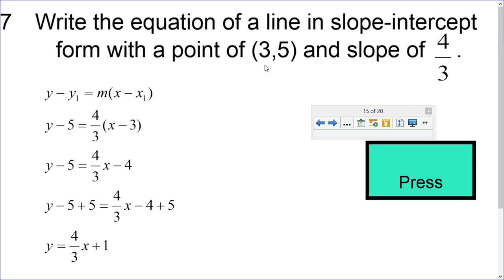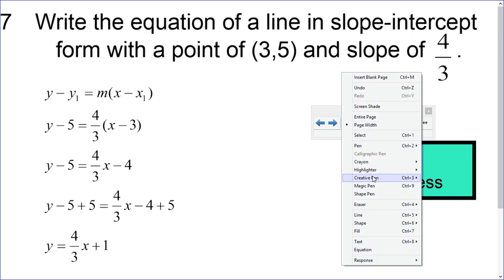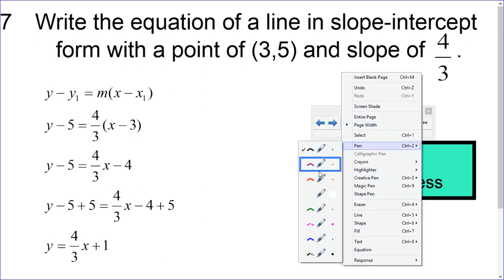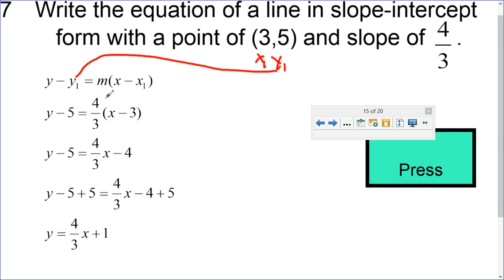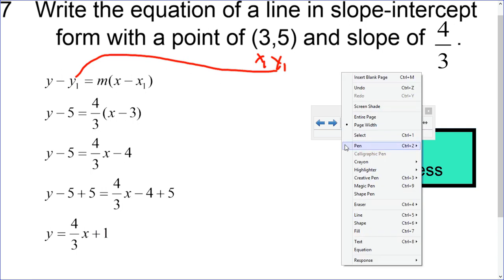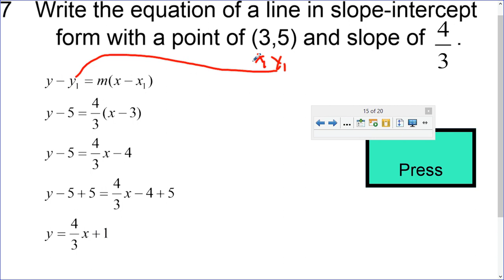Here's our x1, and here is our y1. So we're going to replace in each spot the y1 with 5, and we're going to replace the x1 with 3. And all we're doing is substituting in our formula.